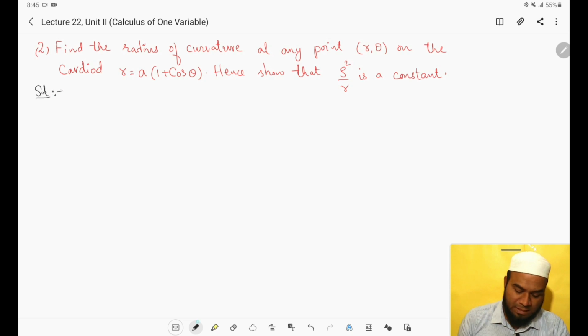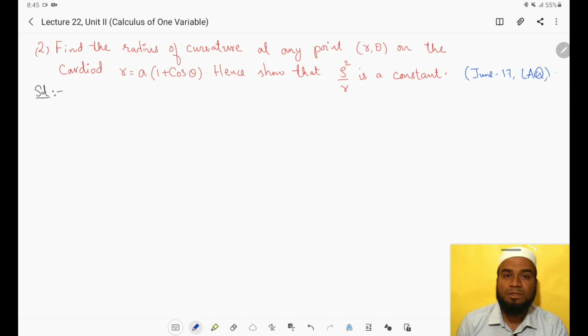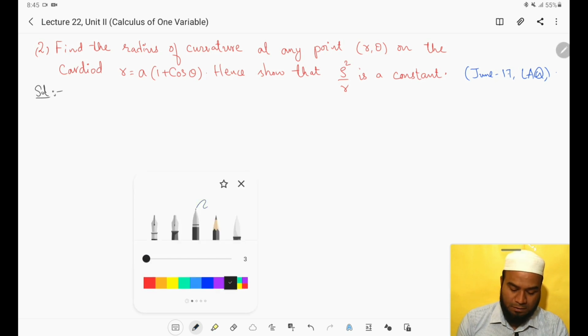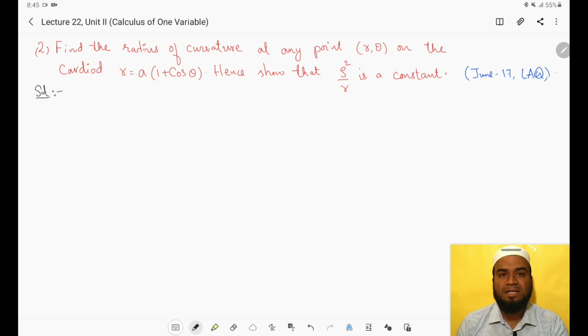This question was asked in June 2017, and it was asked as a 5 marks LAQ question, right? The last question that we have seen, sometimes it may be asked for 2 marks or sometimes for 5 marks, but generally such simple questions will be asked for 2 marks. Now this kind of question will be asked for 5 marks.